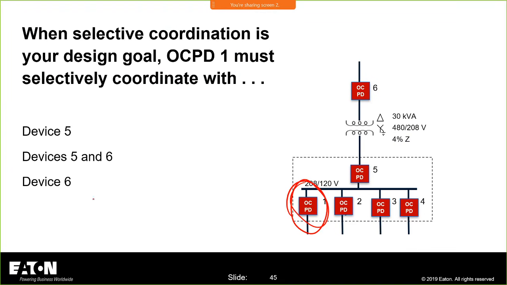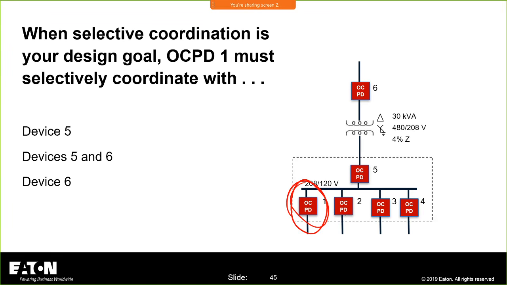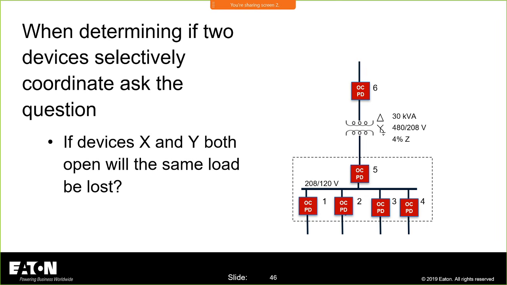I'm going to walk you through the answer to this one because you 76 of you, I think, are pretty sharp cookies. 42, I don't know, maybe that was your gut reaction. And the other 10, so 76 out of 129, you're on board. Still not a good passing grade for everybody, but we're going to walk through this.